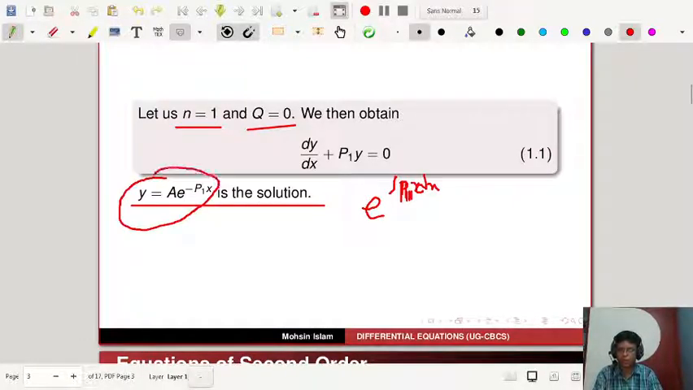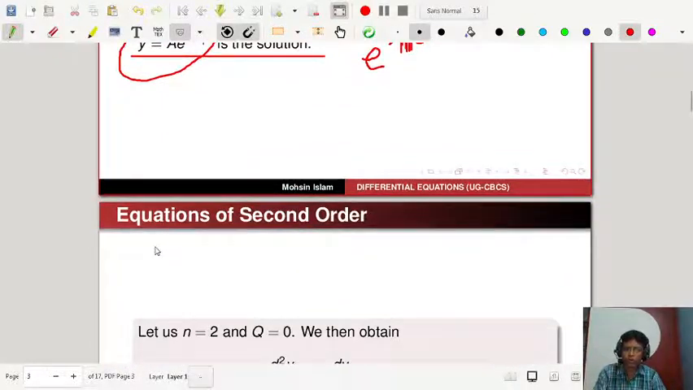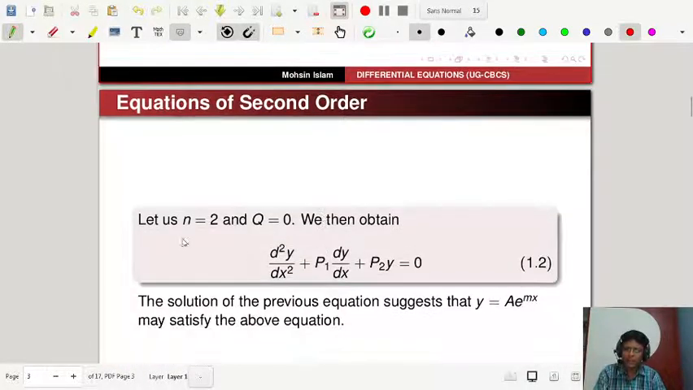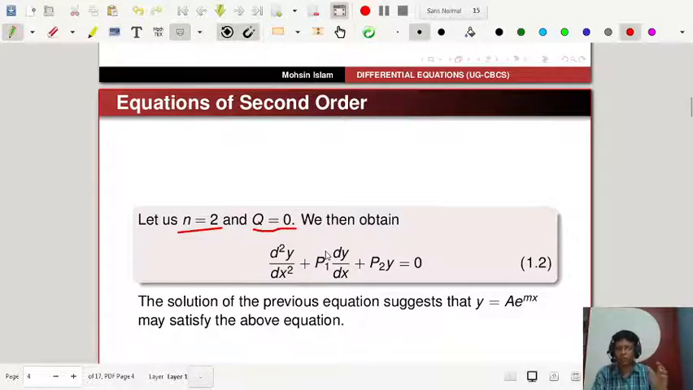This is a very important observation: y = a e^(-p1 x), where a is an arbitrary constant. Okay. Now what about equations of the second order? In that case n = 2 and q = 0, because we are considering q = 0, linear homogeneous differential equations.